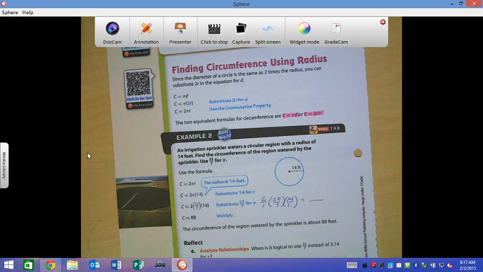So, pause your video, do the reflection question and the your turn question, and when you come back, your answers will be up so that you can check your work.